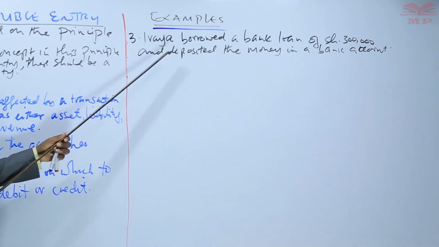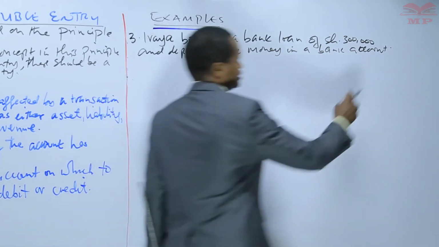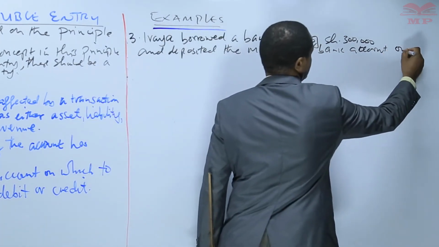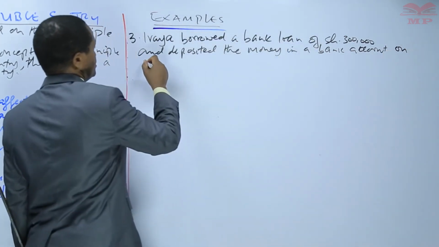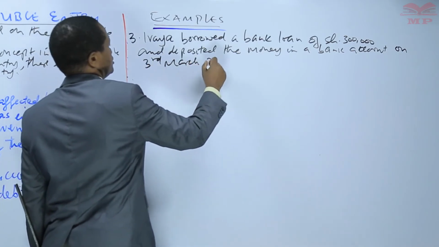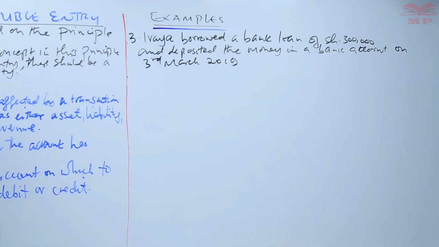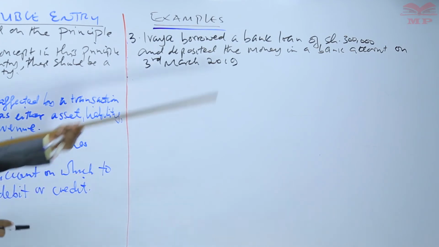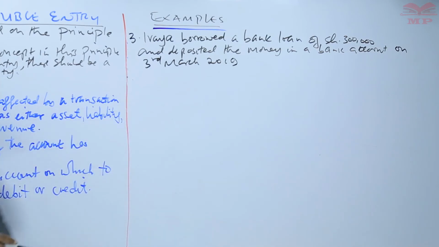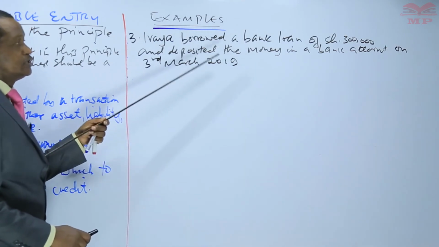This is another transaction. Iraya borrowed money. You can even have the date, say on 3rd of March 2019. That is a transaction. Iraya went to the bank and was given a loan, 300,000 shillings, and he deposited all this money in his bank account. The question is, which two accounts are affected by this transaction?